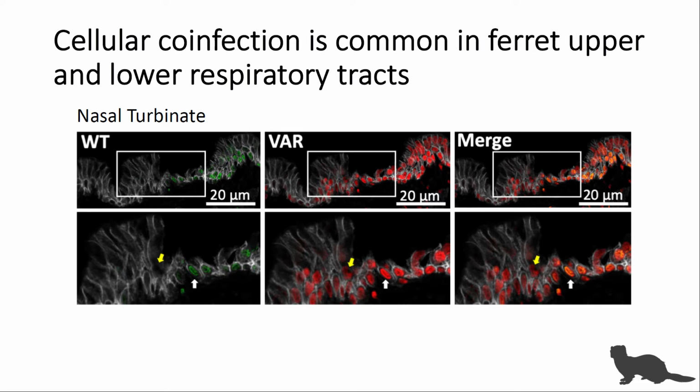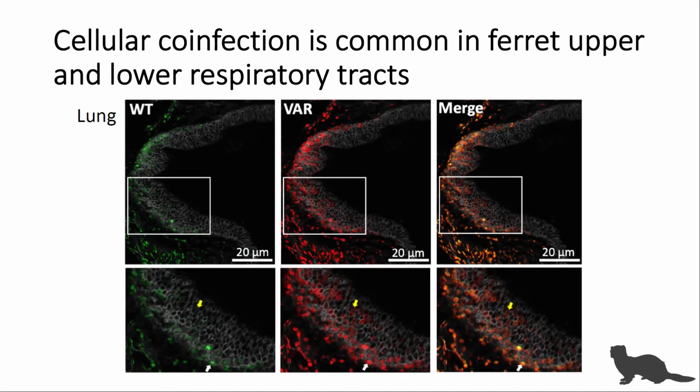So we do see a lot of cellular co-infection in this tissue and in all areas where there was viral positivity. We see a lot of co-infection. So an obvious example is shown here with the white arrow. This cell is clearly double positive. The yellow arrow is showing a cell that appeared to only be positive for the VAER virus. This prevalence of cellular co-infection was also true in the lower respiratory tract of the ferrets. So I think you can see here really clearly, just visually, that the distribution of these two viruses is heavily overlapping. So it suggests a lot of potential for reassortment.